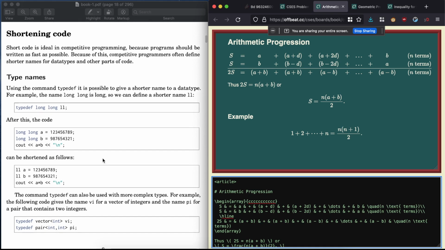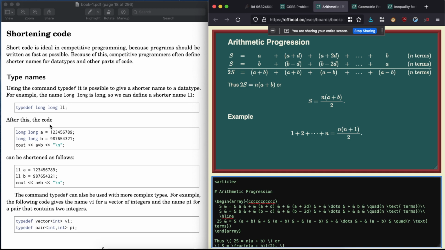So the next section, the title is Shortening Code. Short code is ideal in competitive programming because programs should be written as fast as possible. Because of this, competitive programmers often define shorter names for data types and other parts of code. This, I would say, is an opinionated section. Not everybody writes code like this. Some people do not like to write short code. But regardless, we'll go through the section.